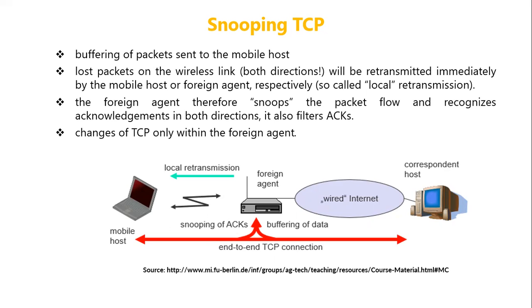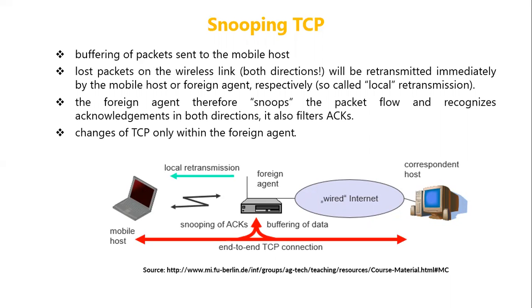Okay. The foreign agent buffers every packet until it receives an acknowledgement from the mobile host. If the foreign agent does not receive an acknowledgement from the mobile host within a certain amount of time, either the packet or the acknowledgement has been lost. Alternatively, the foreign agent could receive a duplicate acknowledgement, which also shows the loss of a packet. Now the foreign agent retransmits the packet directly from the buffer. So it performs a faster retransmission compared to the correspondent host.